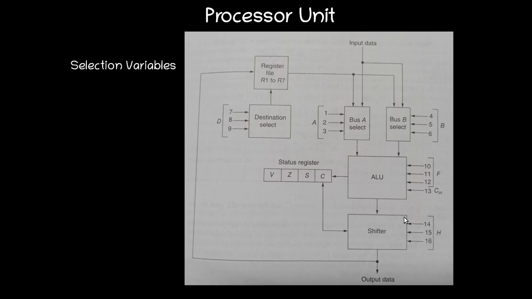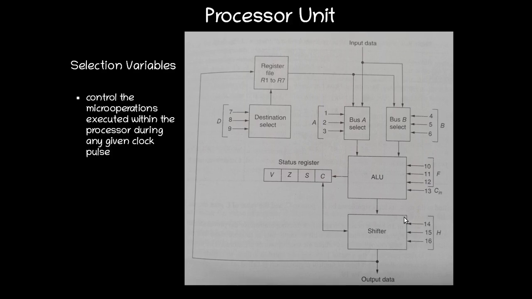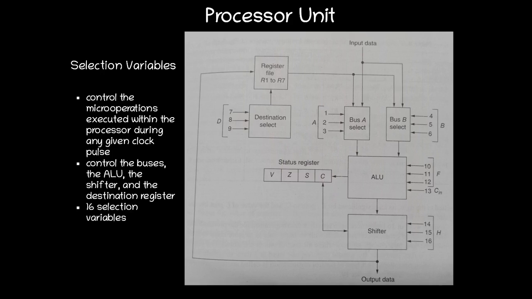So what is the use of these selection variables? They control the micro-operations executed within the processor during any given clock pulse. They also control the buses, the ALU, the shifter, and the destination register. In this diagram we have 16 selection variables.